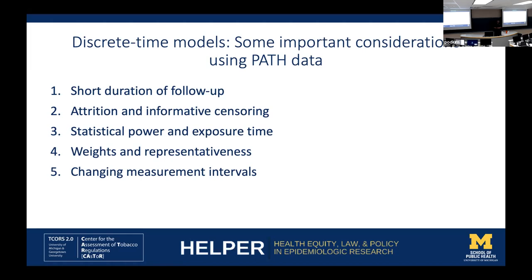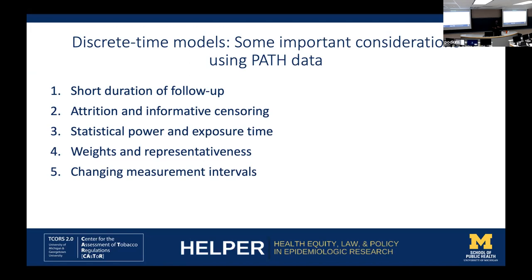Weights and representativeness: our approach is probably not a very precise one, but we're doing a lot of sensitivity analyses. But using wave one weights for a cohort study, is that the best method? Maybe not. All-waves weights might be better. Again, they adjust for the characteristics of the people who drop out. But is that the best approach? I think it is important to think about these things over time, especially as we get more data with PATH.